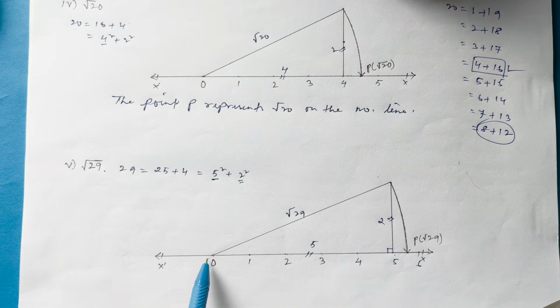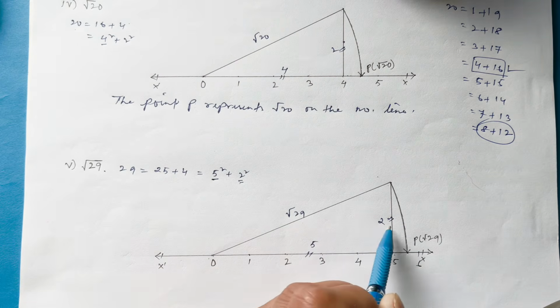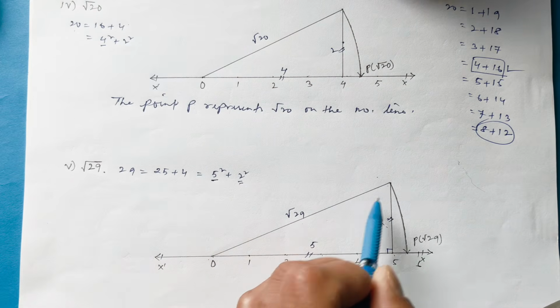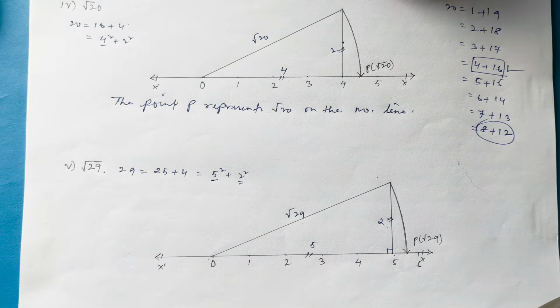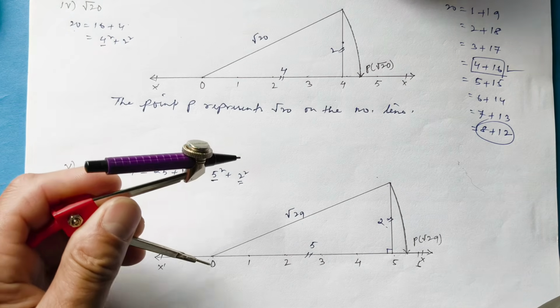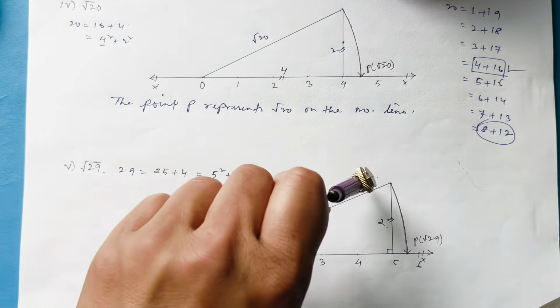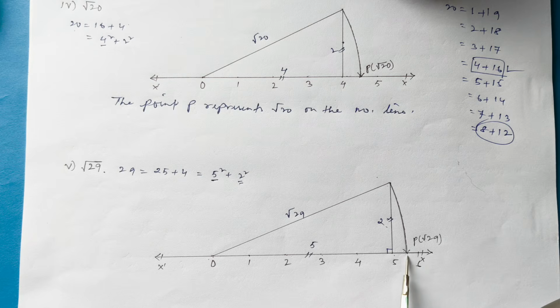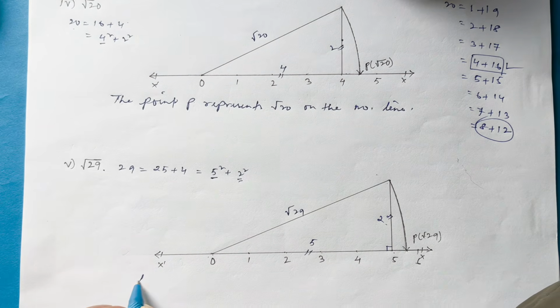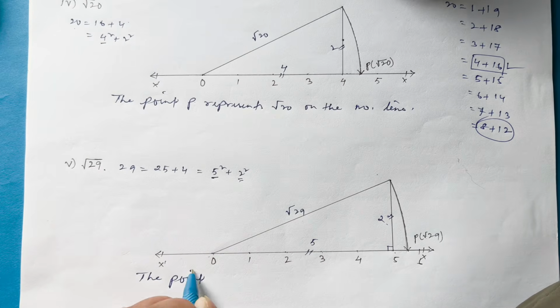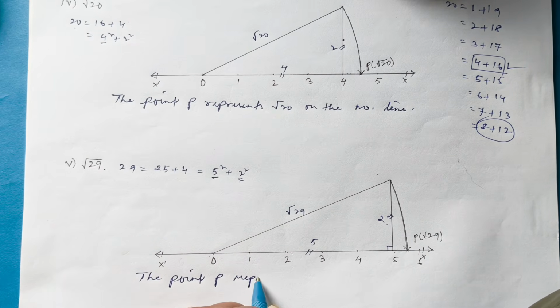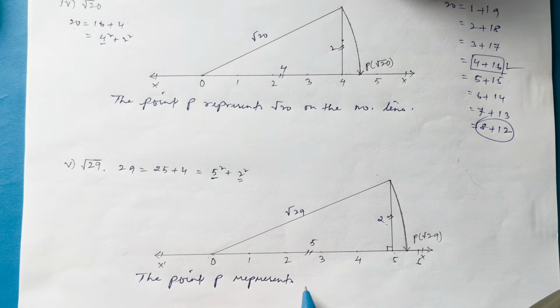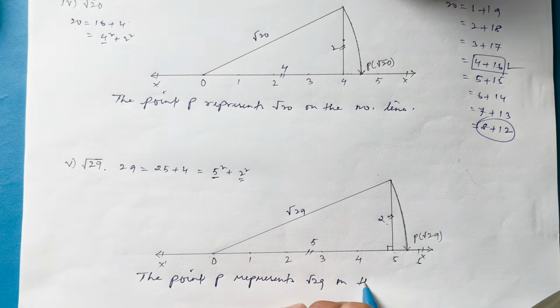Now join this by using the Pythagoras theorem. 5 squared is 25. 2 squared is 4. That means the hypotenuse becomes what? Root 29. Now, with center O and radius root 29, let us draw an arc. This arc will intersect at a point, what? P. This P represents root 29 on the number line. Okay, you understand? Now let us write the conclusion. The point P represents root 29 on the number line.